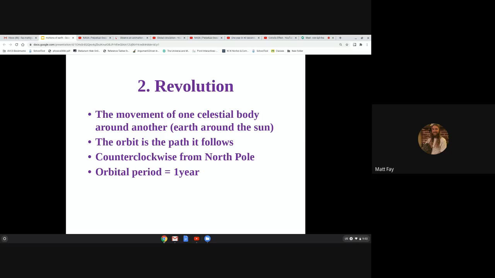Okay, so the orbit is the name of the path that the Earth follows as it goes around the sun, or really any path that one body is moving along as it goes around another body. So the moon has an orbit, and Jupiter has an orbit. Okay, so just like the spin was counterclockwise, if we look down at the sun, the Earth is revolving around the sun counterclockwise as well. And you know that this takes 1 year to happen. And so here's kind of a simple diagram of that happening.